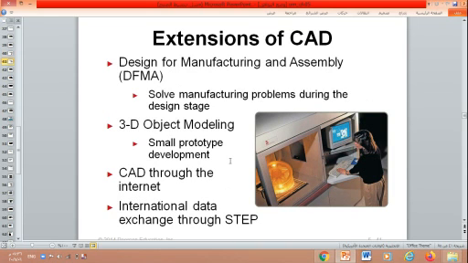The fourth issue of product design: we want to talk about extensions of computer-aided design. The first one is design for manufacturing and assembly, DFMA, which is abbreviated from design for manufacturing and assembly. This extension of computer-aided design solves manufacturing problems during the design stage.